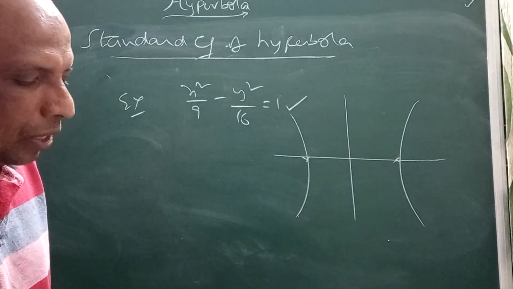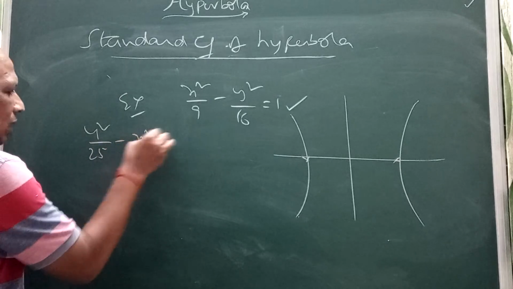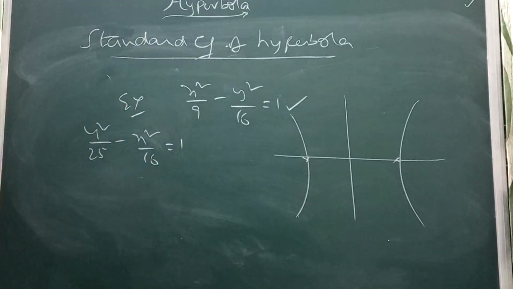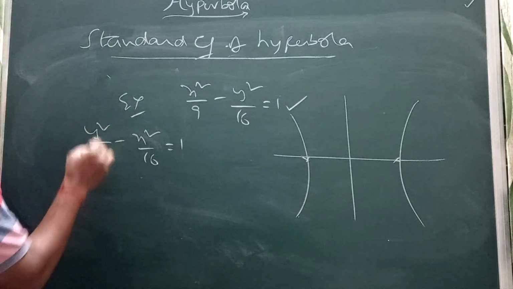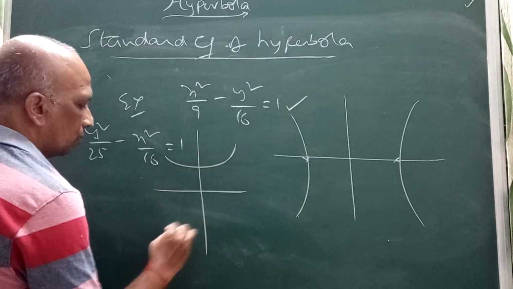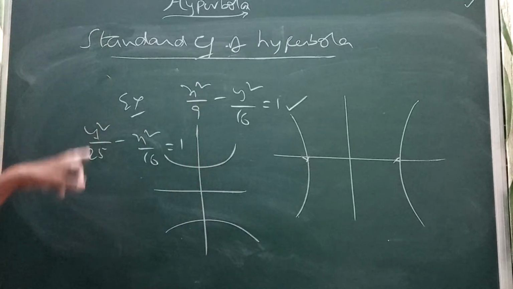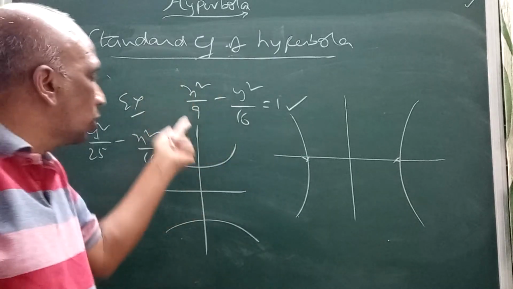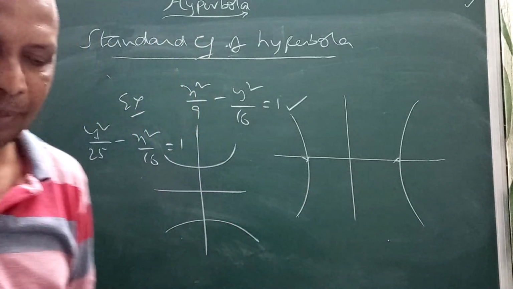Suppose we take another one, y square by 25 minus x square by 16 equal to 1. If we take this one, you can see the coefficient of x square is negative here and the coefficient of y square is positive. In this case, you will get a hyperbola whose transverse axis is along the y-axis. When the y square coefficient is positive, the transverse axis is along the y-axis. When the x square coefficient is positive, the transverse axis is along the x-axis. Just remember that.